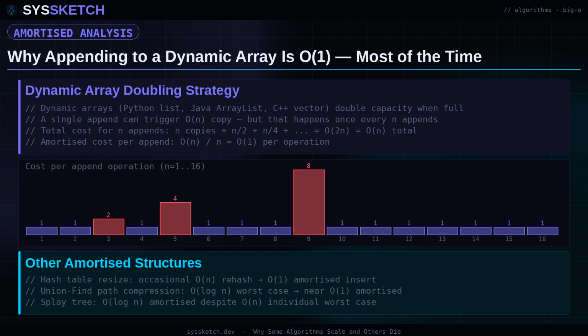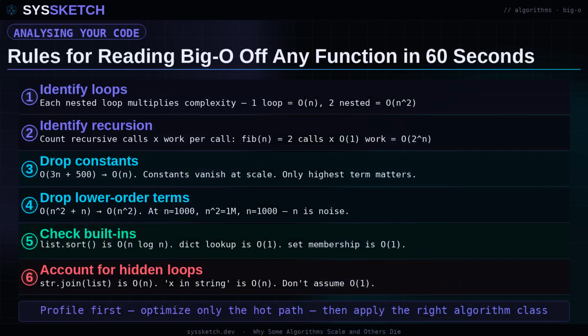Finally, check your built-in operations. In Python, list.sort is O(n log n). Dictionary lookup is O(1) average. Checking membership in a list is O(n); on a set, it is O(1). These matter enormously in tight loops.